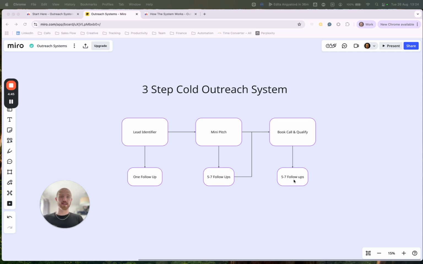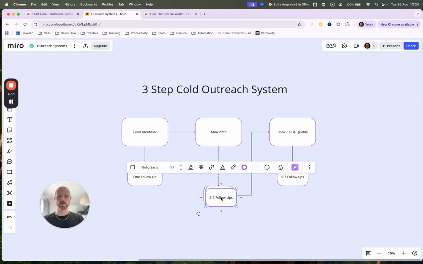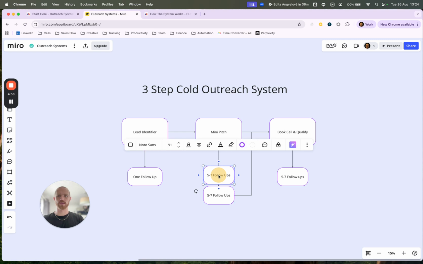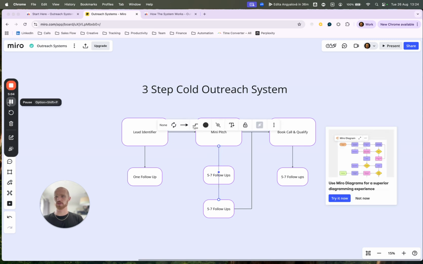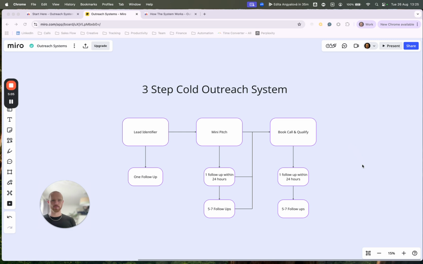Okay, and we're going to do that every 2 days. All right, so you're going to literally send a follow-up every single 2 days. In fact, what I would actually suggest is that we put one in here, right? This one you send within 24 hours. Okay, great. So, as you can see here, I've just added a 1 follow-up within 24 hours stage here, and then 5 to 7 follow-ups after that.